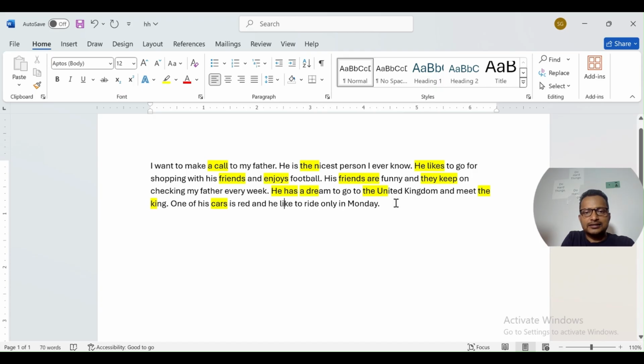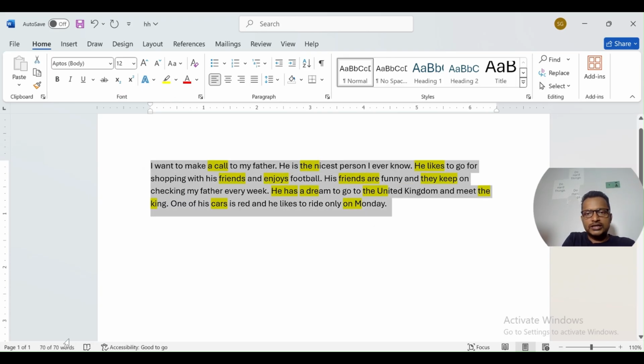He likes. Remember the concept again. He likes to ride only in Monday. It's not in Monday, it is on Monday. So we'll learn this in the preposition concept, whether it is in, on, or at, right? So, preposition of time, on Monday.